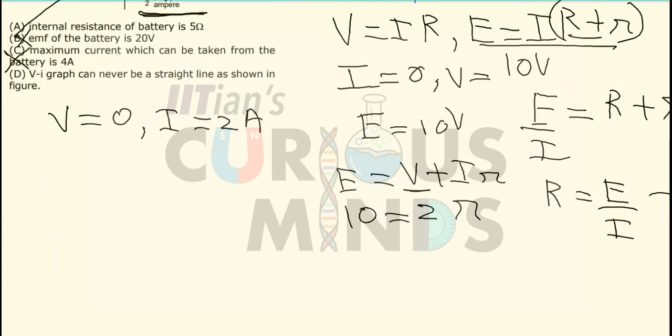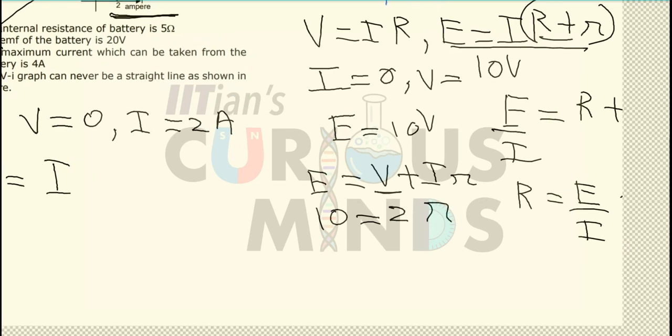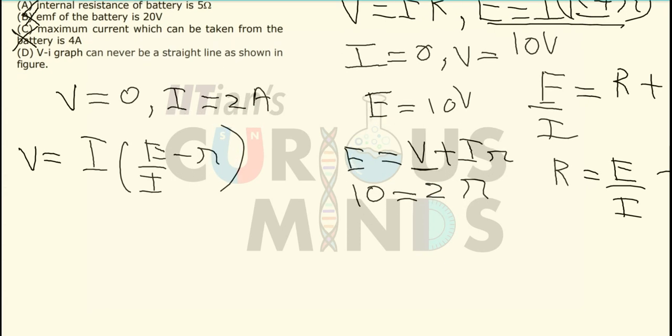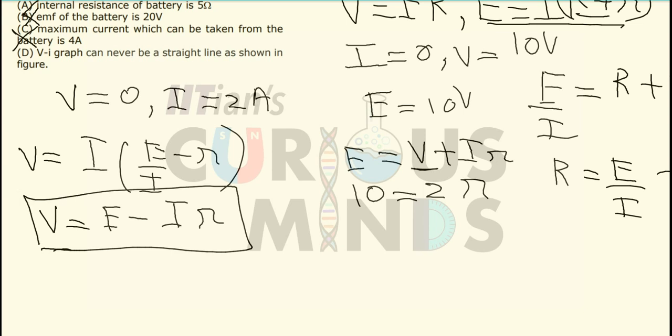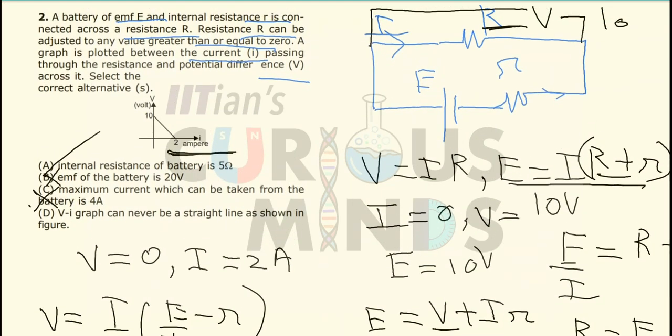Let me substitute the values in terms of V. V is equal to I into R, and R can be written as E by I minus r, which gives V is equal to E minus Ir. This is the equation of a straight line. For constant EMF and constant internal resistance, the V versus I graph will be a straight line. So option D is also incorrect, and the only correct option is option A.